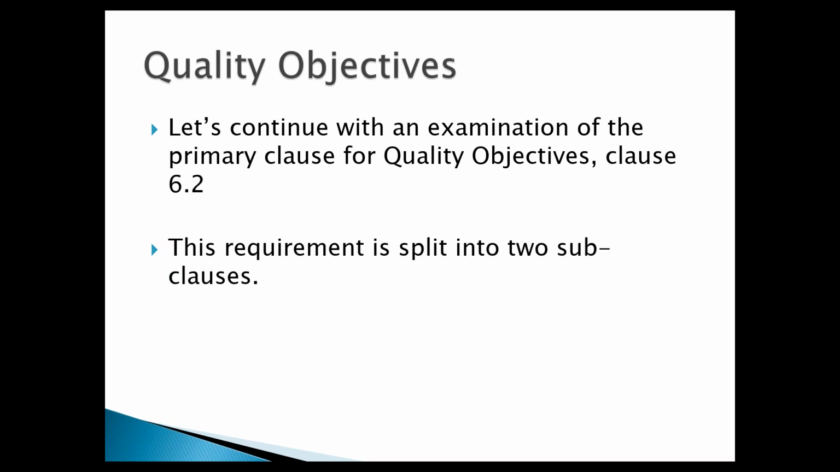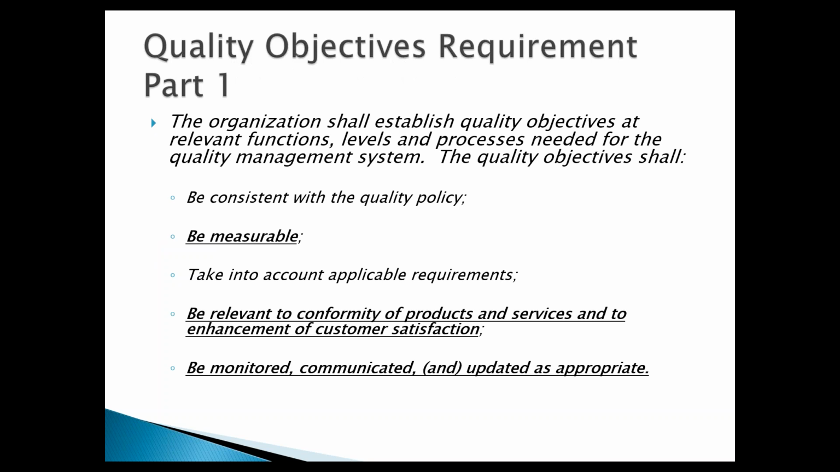Okay, moving on to the third most common item for nonconformances. This is quality objectives. Now for this, we find the requirements are primarily rooted in section 6.2. So what do these requirements say? Well, first of all, it states in general that you shall establish quality objectives and that your quality objectives need to be consistent with the quality policy. They need to be measurable. That's a key point. You need to take into account applicable requirements. They need to be relevant to conformity of products and services and enhance customer satisfaction. And they need to be monitored, communicated, and updated as appropriate.